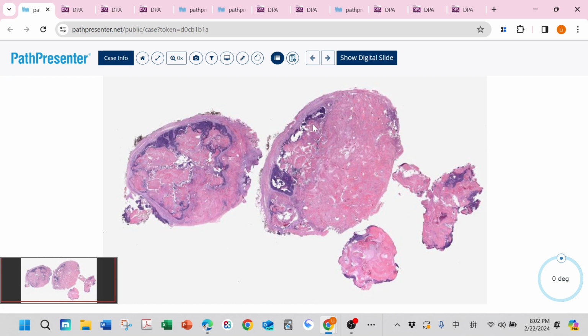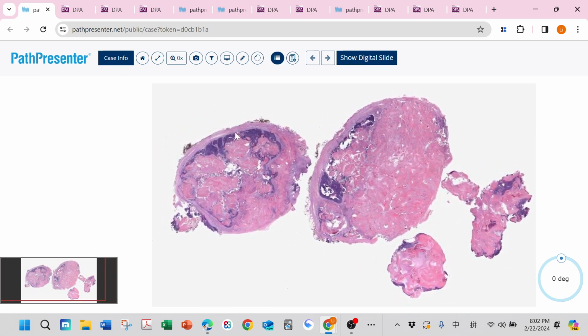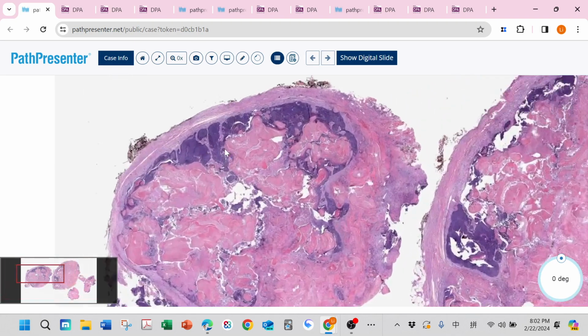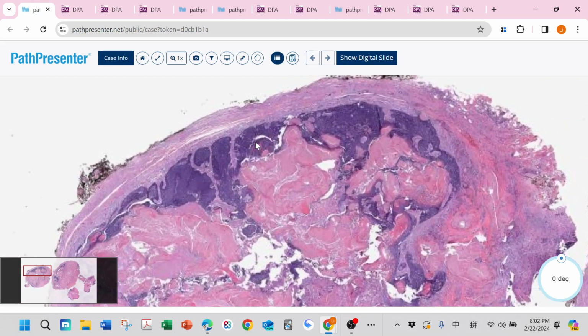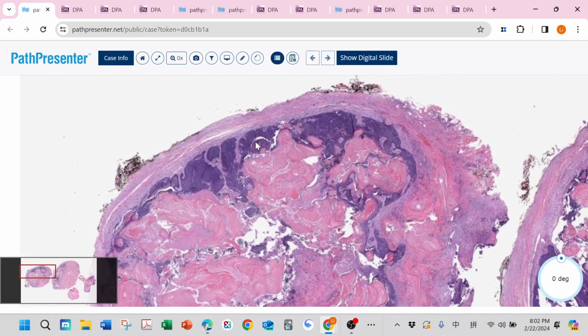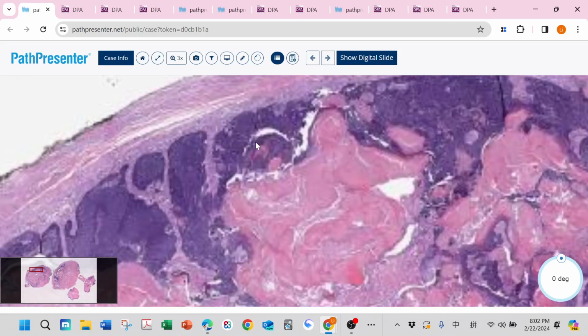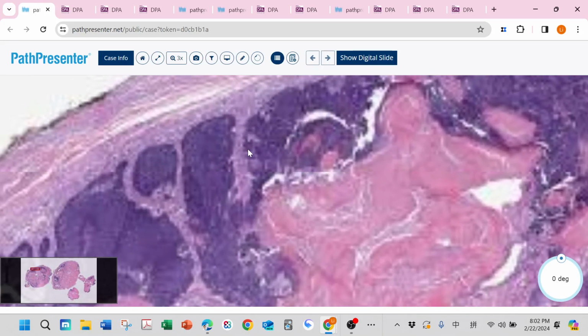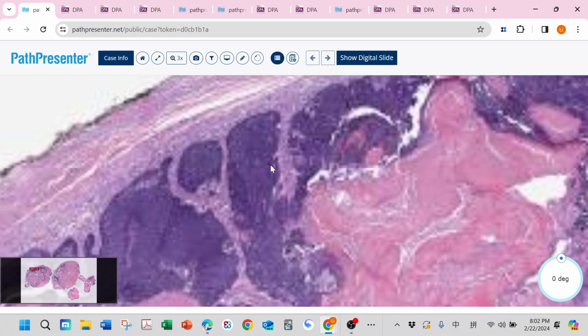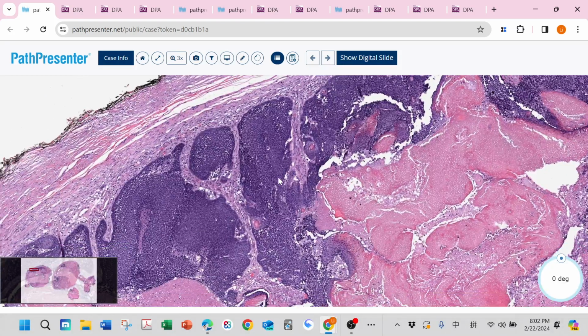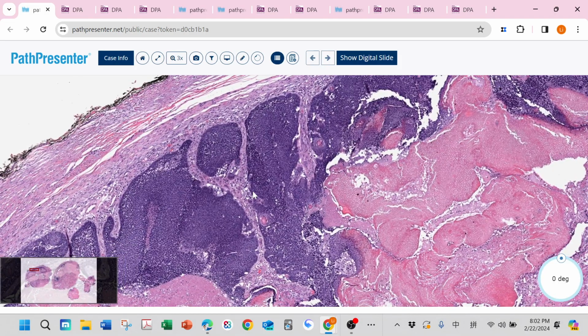What catches your eye is this dark area. Basaloid cells seem really hypercellular here. Let's zoom in and see what's going on. Look at this basaloid cell, primitive basaloid cell. You may think, oh, it should be something malignant. But from the architecture, we already know that it's going to be benign.